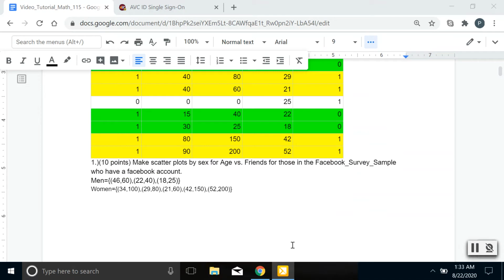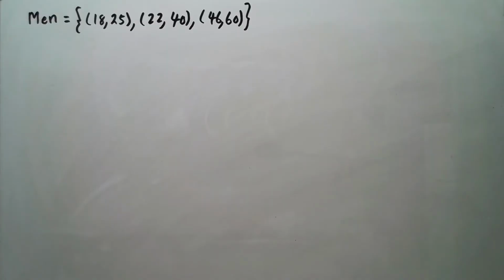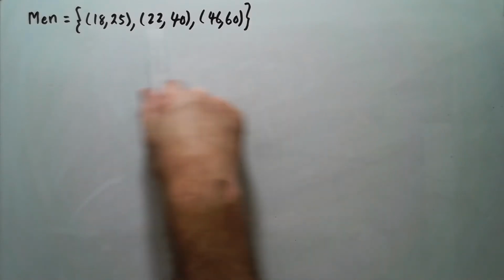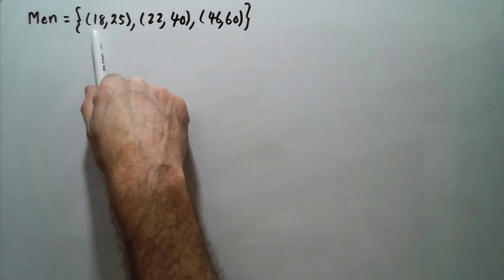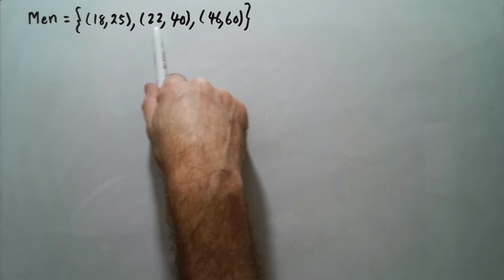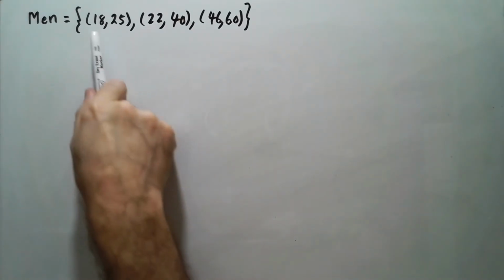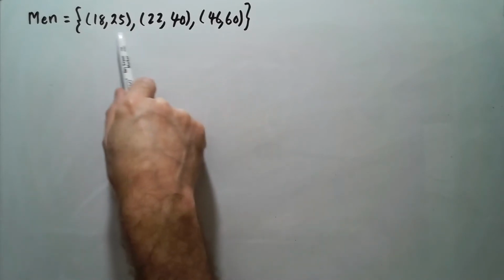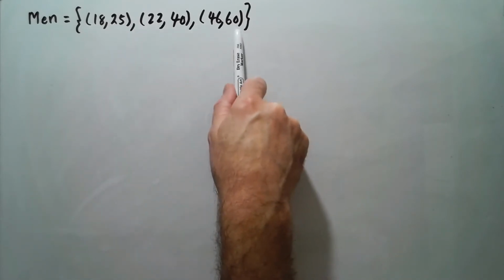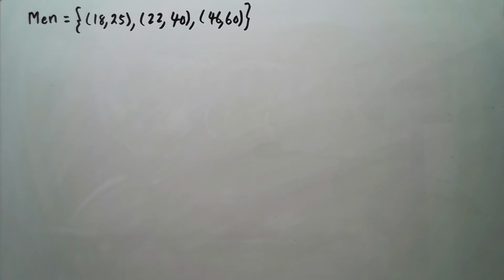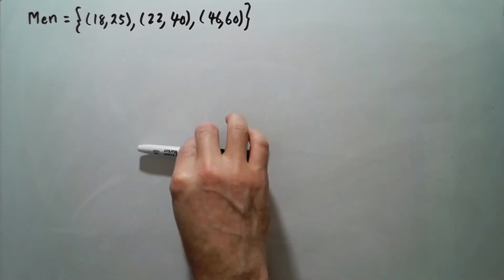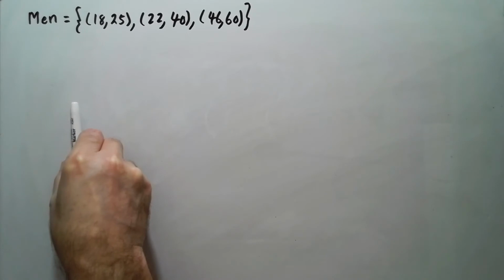Okay, so let's do the scatter plot for the men first here. I have the data here. I just changed the order of the ordered pairs so the smallest values come first: (18, 25), (22, 40), (46, 60). The first component is representing the ages. The second component is representing the number of friends. So let's do a graph here. I'm going to have ages going this way, friends going this way. So let me do that.